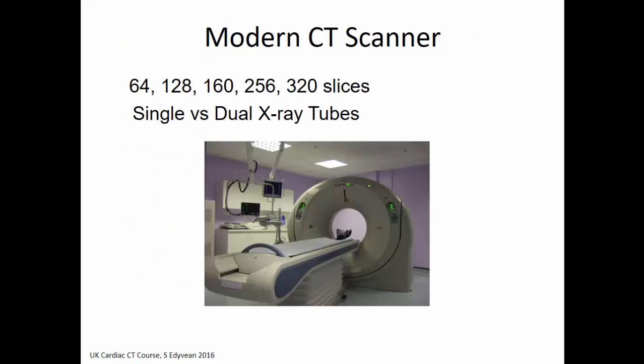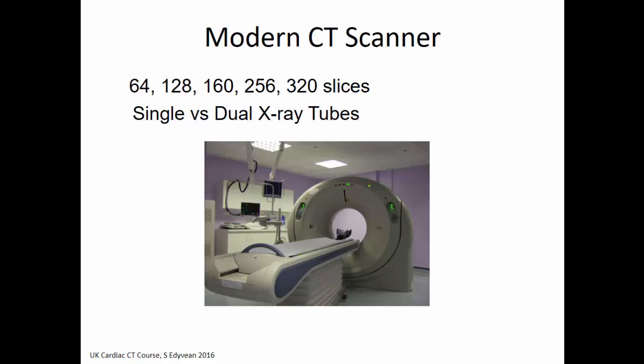you have a number of slice scanners. Really, anything above 64 slice scanning is suitable for cardiac CT. You can do general CT scanning with a 32 or 16 slice scanner, but really anything 64 slices and above is best for cardiac. And also there's the opportunity to use single X-ray tube or dual X-ray tube.